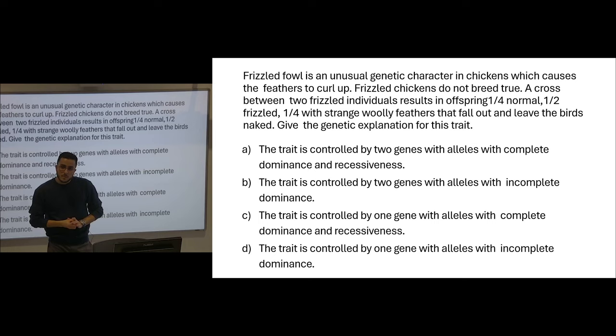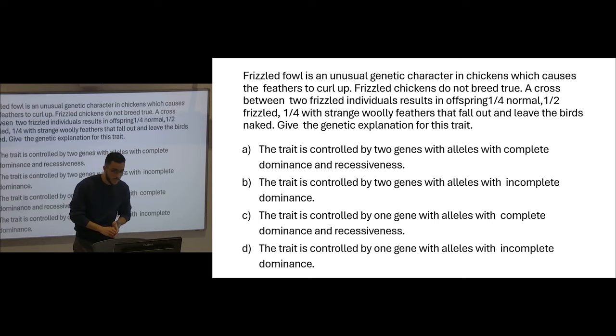Yeah, same thing. So when we talk about haploinsufficiency, you have to think about protein amount. Okay? So anyone? Yeah, it's D. So this trait is controlled by one gene with alleles with incomplete dominance. When they say frizzled chickens do not breed true, it means that these are not a pure line, right? And if they tell you three different phenotypes, you have to think about incomplete dominance. So frizzled is the middle one, and then there's two other phenotypes, normal feathers and woolly feathers. Cool?